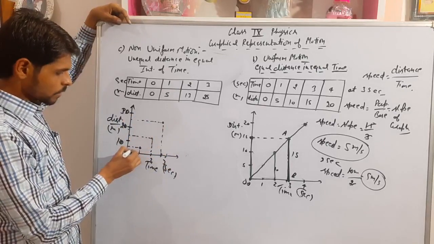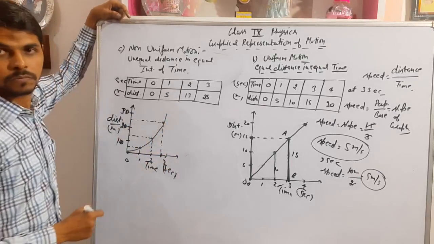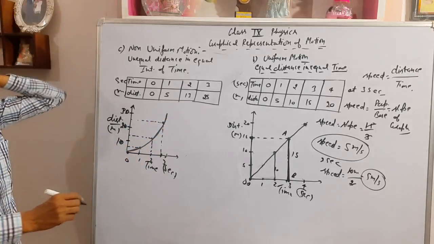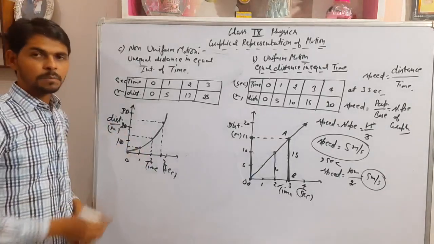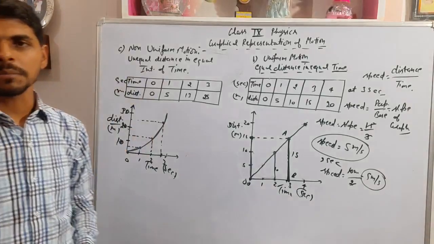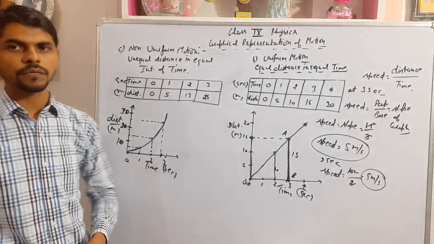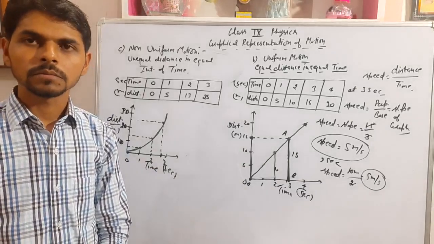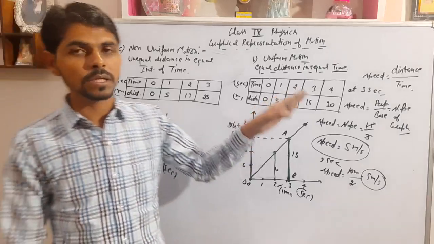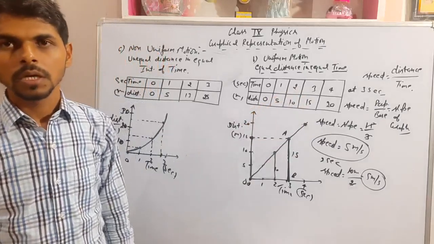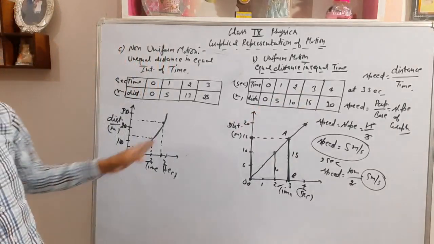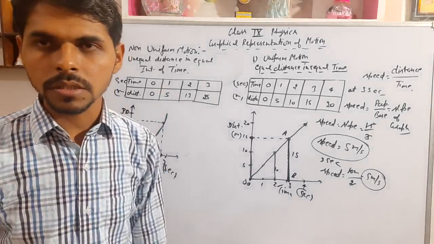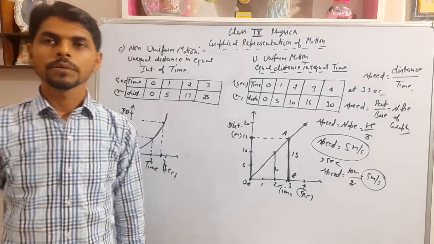If we join the points, we will get a curve like this. It means if our distance time graph comes out curved, it is representing the non-uniform motion. If a distance time graph comes to a straight line like this, it means that motion is uniform motion. If a distance time graph comes to a curved line like this, it means this is non-uniform motion. It means unequal distance in equal interval of time, that is non-uniform motion.